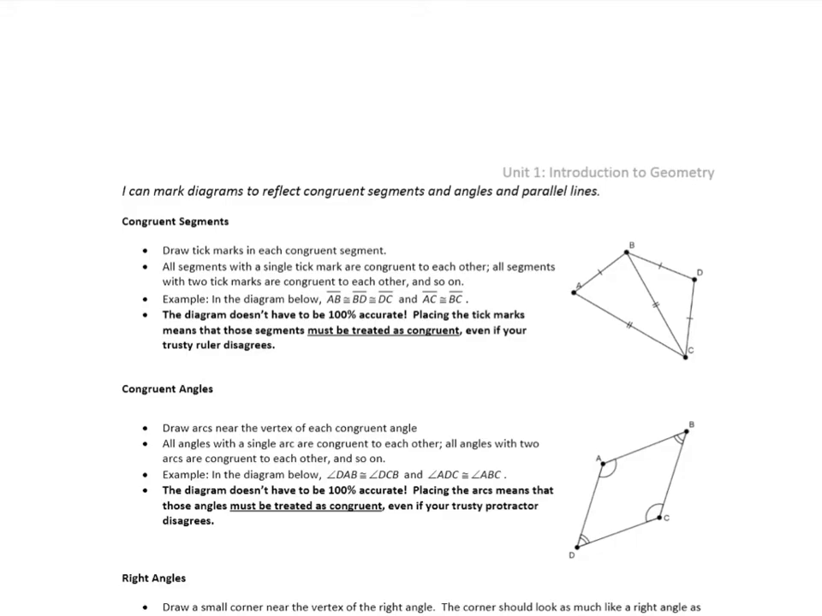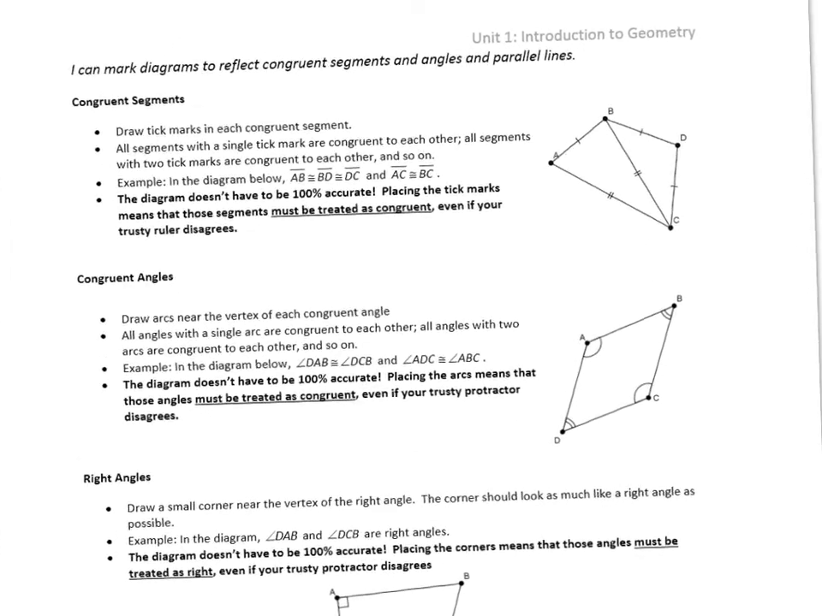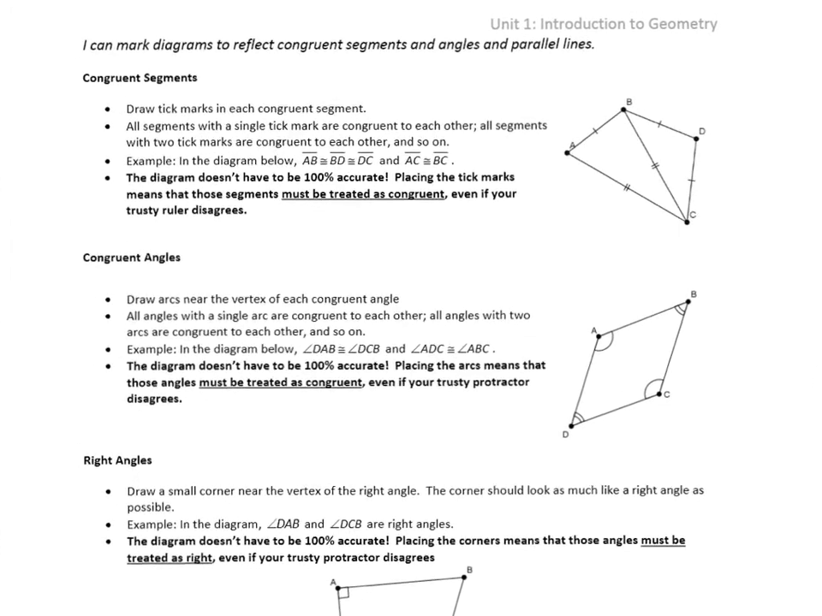We need to be able then to read different types of markings on diagrams to know if we're talking about things that are congruent. We use tick marks to show that segments are congruent. If we have more than one pair of congruent segments on a diagram, we increase the number of tick marks. So in this diagram, AB would be congruent to BC, which would be congruent to DC because they all have 1 tick mark. And then AC would be congruent to BC because they have 2 tick marks.